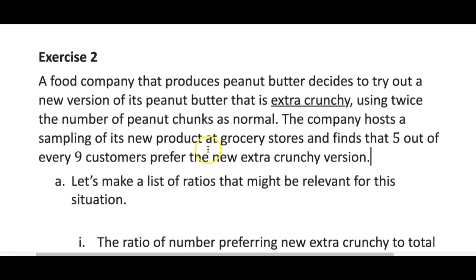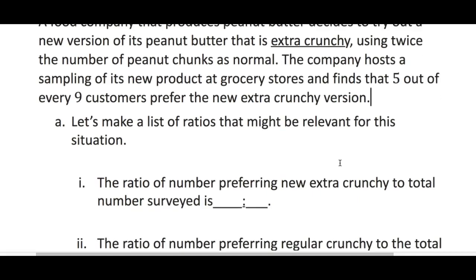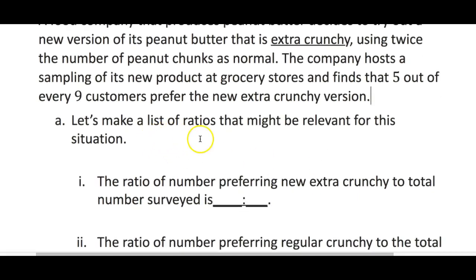So the company has this host of sampling. People can go and sample it. And they find that 5 out of every 9 customers prefer the new crunchy version. So there are 2 versions. There's the new extra crunchy version and the old version. So now that we have that, let's talk about what we need to do. Let's make a list of ratios that might be relevant for this situation.